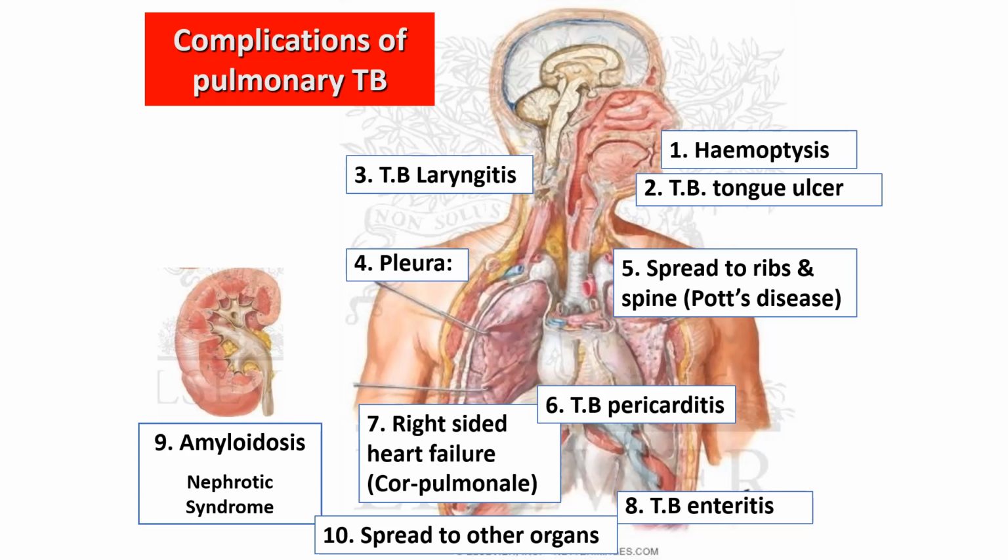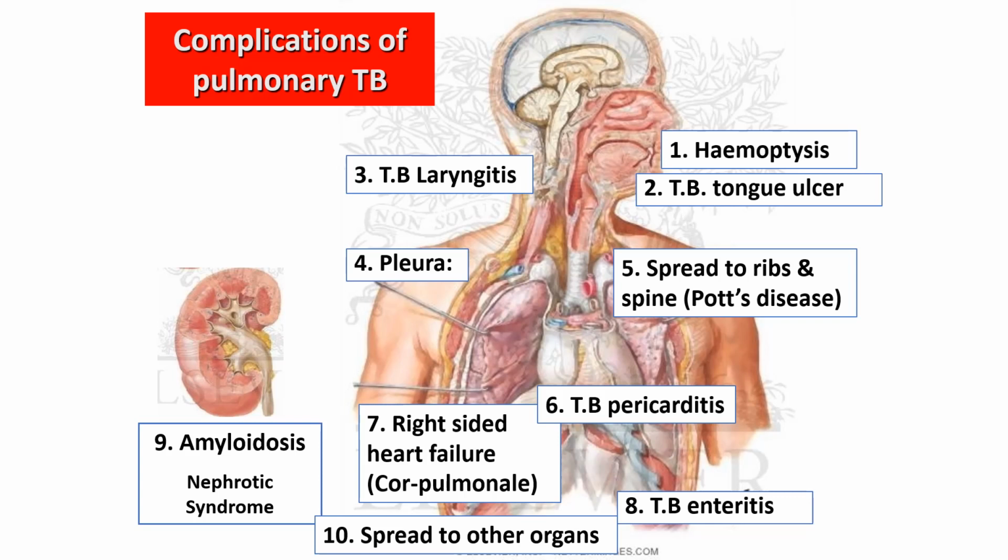TB pericarditis is spread to the nearby pericardium. It can spread to the pleura and the ribs outside, or reach the spine, forming what's called TB of the spine, or Pott's disease. It's an old name, Pott's disease, and a common name. TB enteritis: why is it caused? Due to swallowing of the sputum containing the organism.